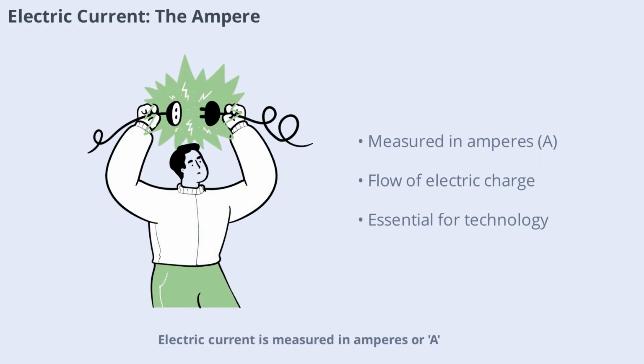Electric current is measured in amperes, or A. This fundamental quantity tells us how much electric charge flows through a circuit per second. From powering your phone to lighting up cities, electric current is at the heart of modern technology. The ampere is the standard unit used worldwide.